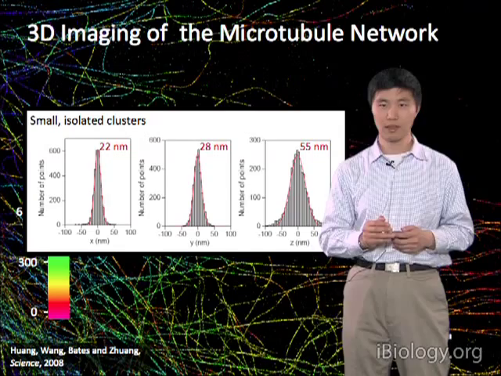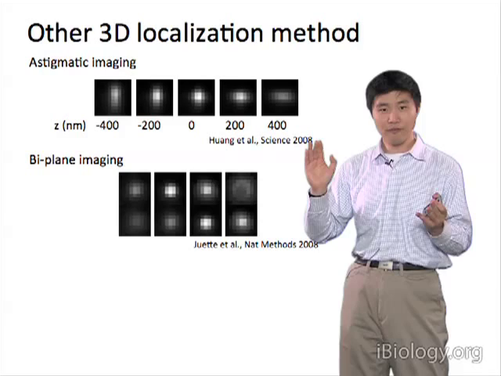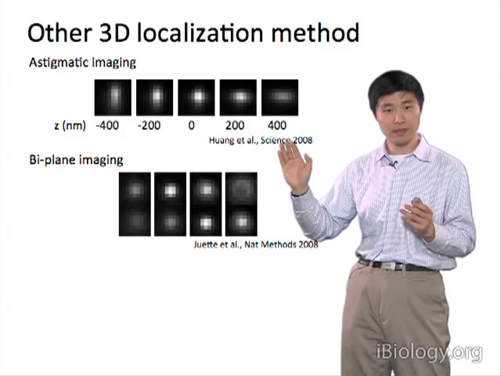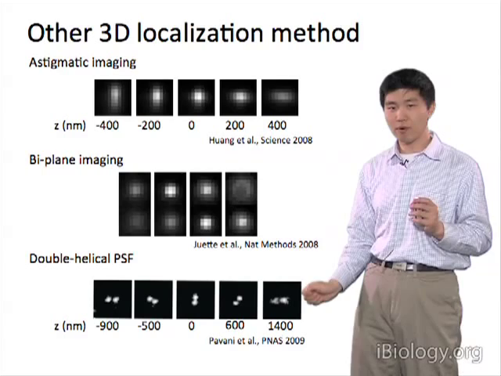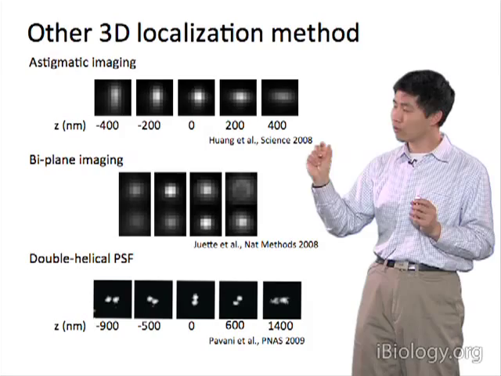Besides this astigmatism imaging method, there are many other single molecule localization methods that we can use. For example, by imaging in two different focal planes, so that either of the two focal planes is out of focus at a given Z position, or by engineering the point spread function shape. For example, this work done by W. Moerner's group has introduced a double helix point spread function so that one molecule appears as a pair of points whose relative angle depends on the Z position.